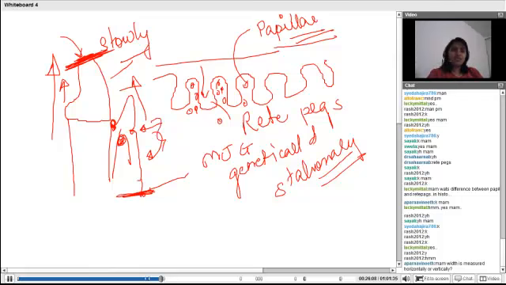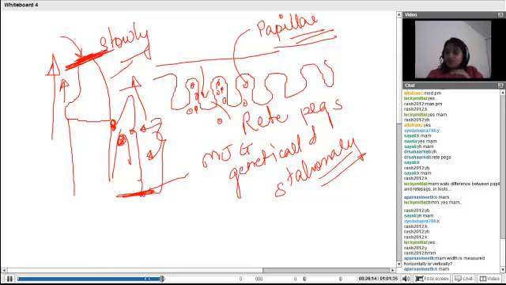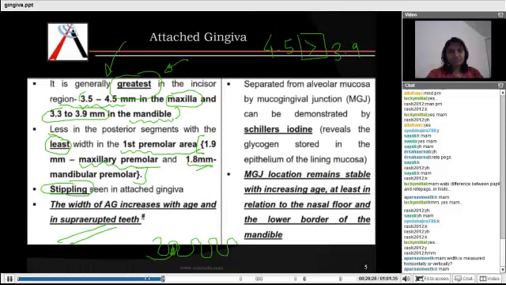Width is measured from here to here. Free gingival groove to mucogingival junction. I understand, mathematically, when we talk about this we'll call it height and this we'll call width. But no, its width is from free gingival groove to the mucogingival junction. Okay, all clear till now?